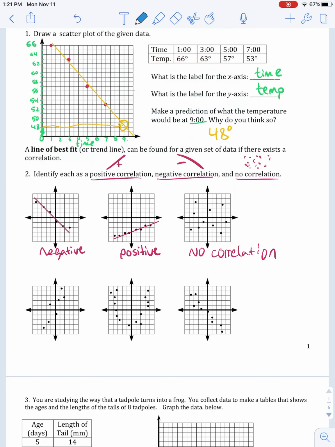Alright, so this next one, I can see a little positive line going through those. And this next one, I don't see it. I kind of see a U going through them, but that's neither a positive or a negative. So I'm going to say no correlation. No linear correlation, to be specific. And then this last one, I see a negative line going through it, so I would say a negative correlation. That's all they wanted us to do, just identify.